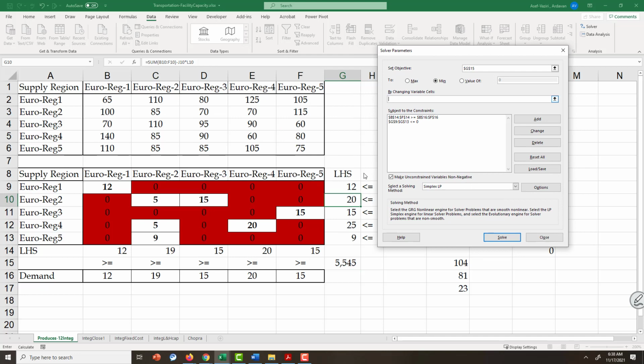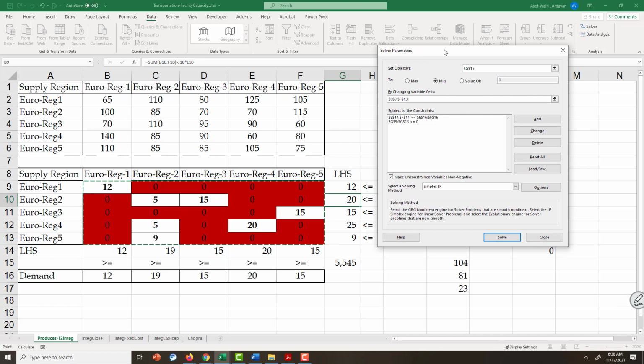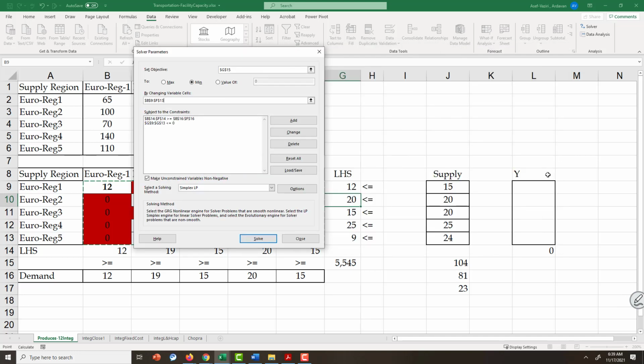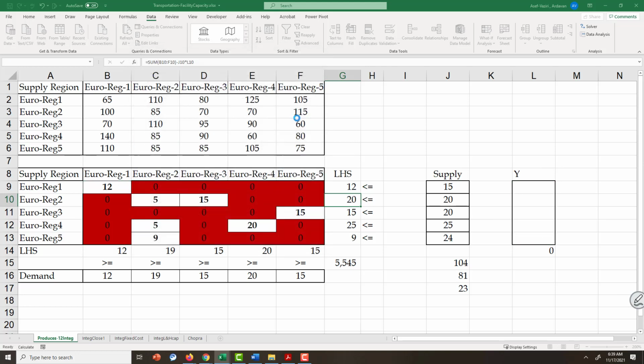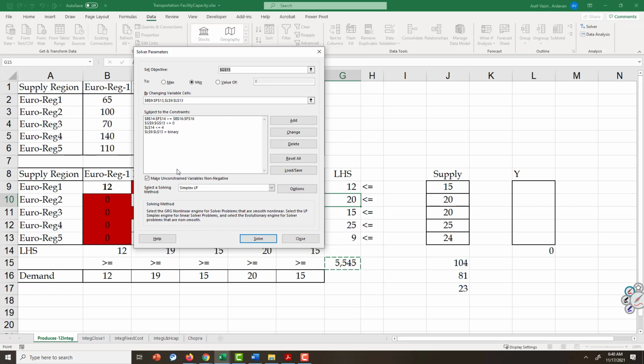So my decision variables are these variables, control, and also these variables. Add: the summation of these variables should be less than or equal to 4, because now we want to close one of them. Add: these decision variables are binary, 0 or 1. Okay?